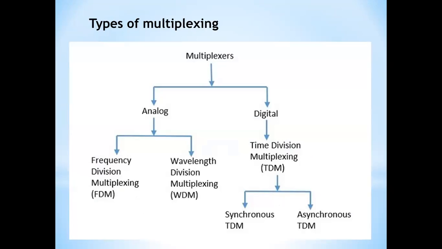There are three basic types of multiplexing. First is frequency division multiplexing, that is FDM. Second is wavelength division multiplexing, that is WDM. And third is time division multiplexing, that is TDM. Generally, FDM and WDM systems are used to deal with analog information, whereas TDM systems are used to handle digital information. In FDM, many signals are transmitted simultaneously, where each signal occupies a different frequency slot within a common bandwidth. In TDM, signals are not transmitted at the same time, they are transmitted in different time slots.